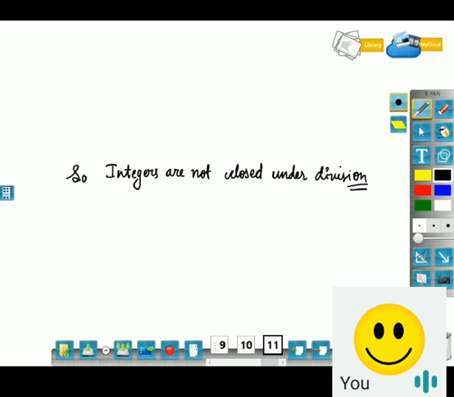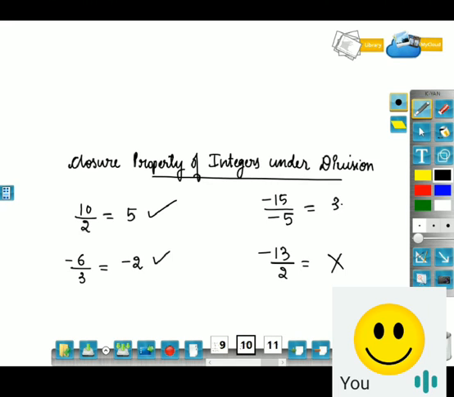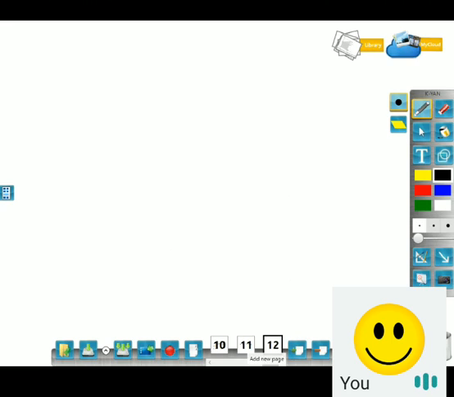So now we were discussing the closure property of integers. I was asking, if anybody has any doubt regarding the closure property of integers under division, please comment in the comment section. Okay, thank you. So integers are not closed under division. Next, let us move on to the next property. What is the next property? As somebody commented, that is the commutative property.